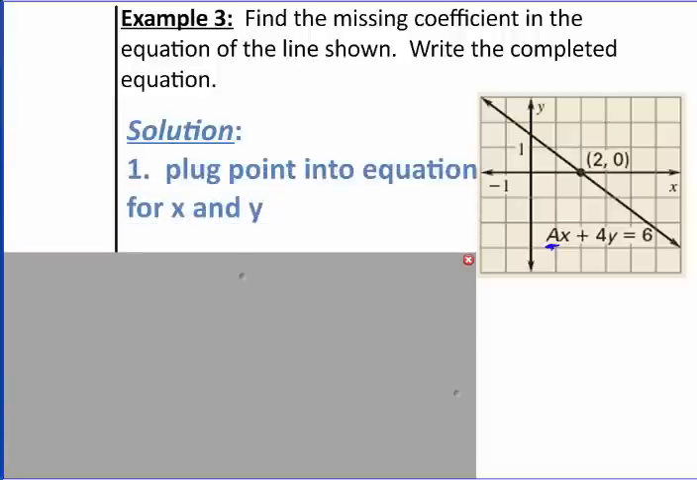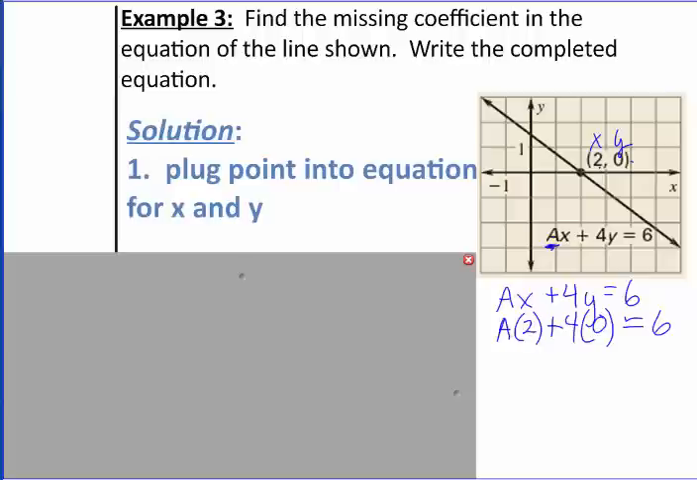So to do that, first we're going to plug the point that we have into the equation for x and y. So that's going to represent our x and y. So I have ax plus 4y equals 6. Remember, I'm trying to find the a. That's the coefficient of the x. So my x is 2. So a times 2 plus 4 times y, which is 0, equals 6.